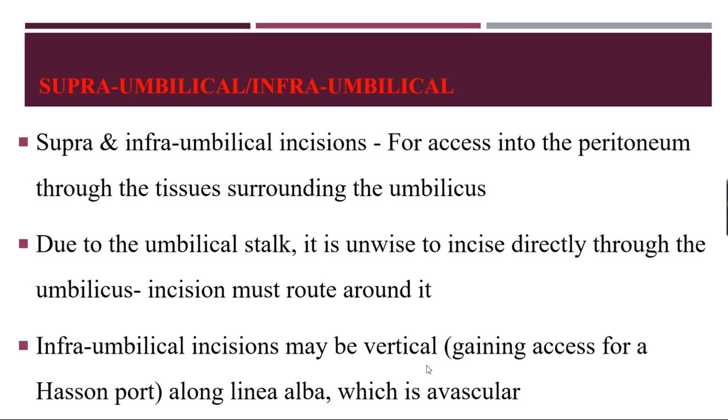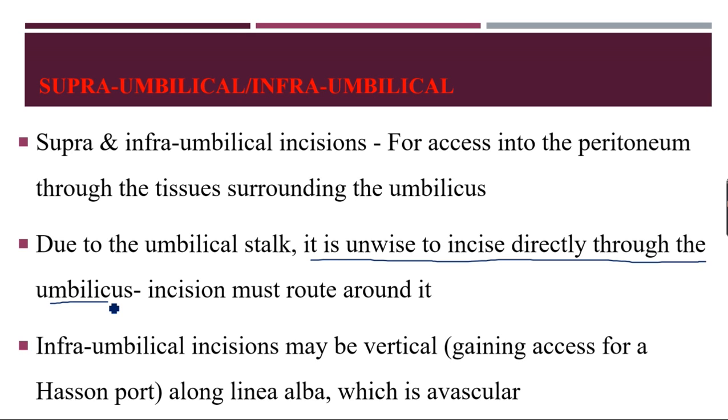Whereas in minimal access surgery, if the umbilical area is not available for first port insertion, then through the palmar point we create pneumoperitoneum, and then under vision we can put other ports also. We'll discuss this minimal access surgery part in some other video. Then supra and infraumbilical incisions are used for access into the peritoneum through the tissues surrounding the umbilicus, right. Due to the umbilical stalk present, it is unwise to incise directly through the umbilicus, right.